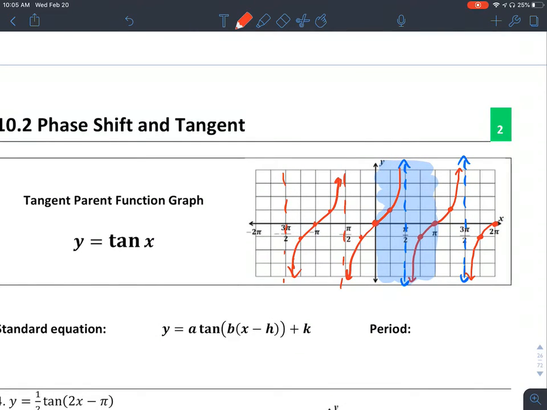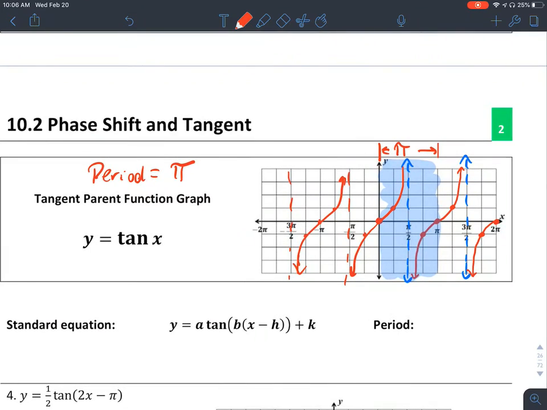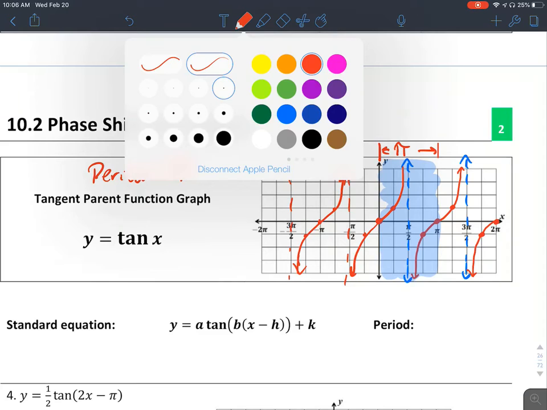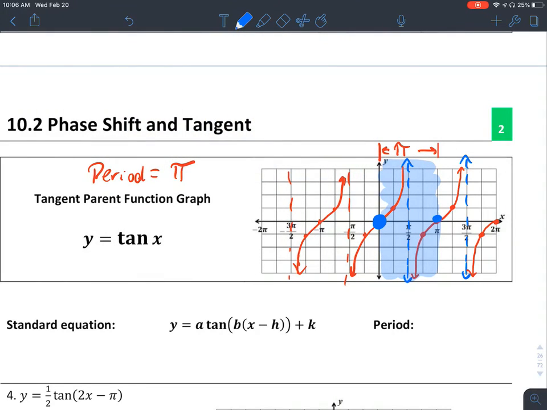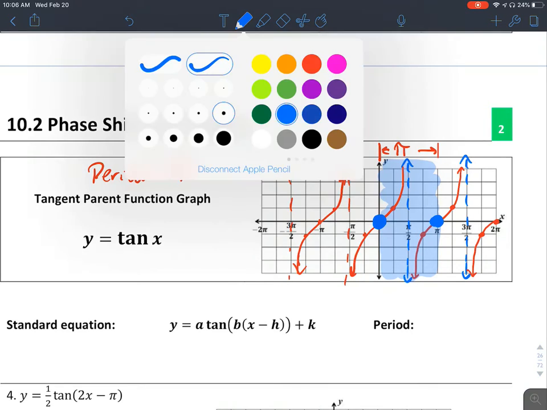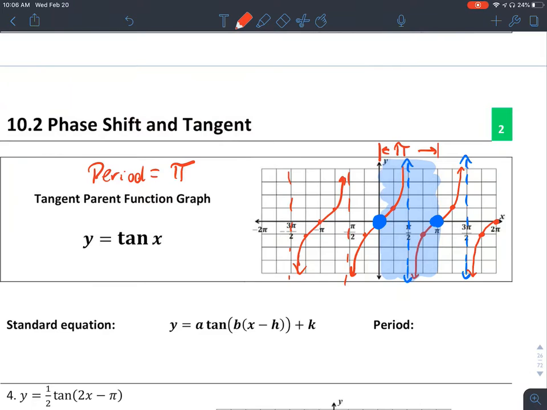The period for this is pi. Now that's much different than sine and cosine. Sine and cosine have a period of 2 pi. Tangent touches the midline at the beginning and end of the period. You can see that, beginning and end. Halfway through, it's a vertical asymptote. A quarter of the way through, it's 1 above, and 3/4 of the way through, it's 1 below.